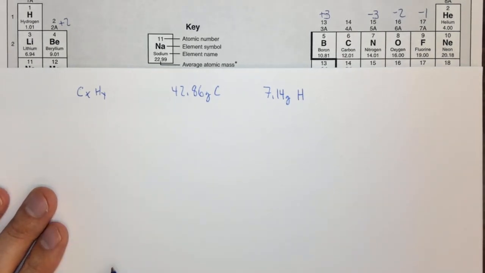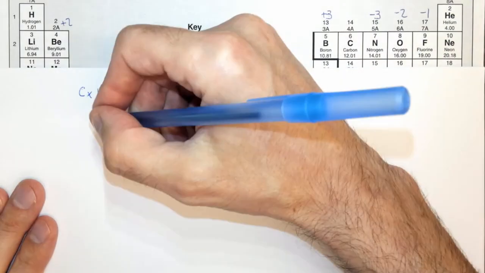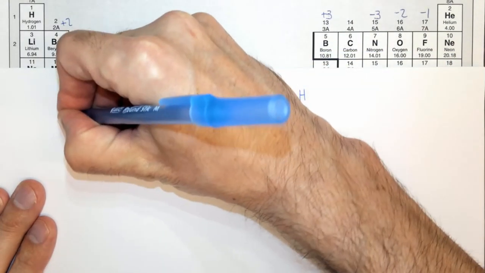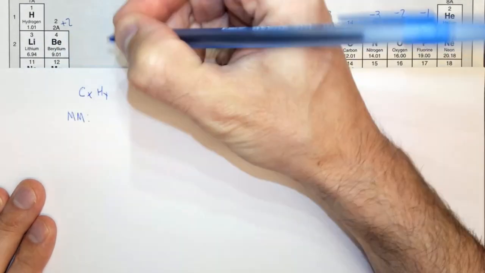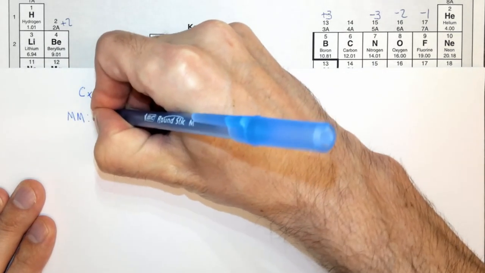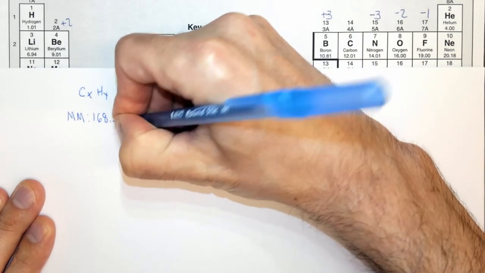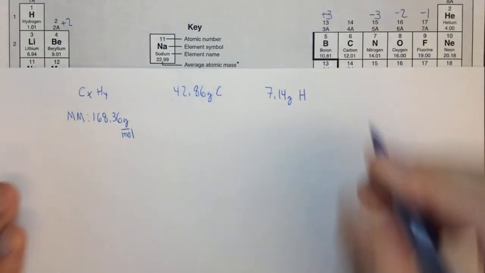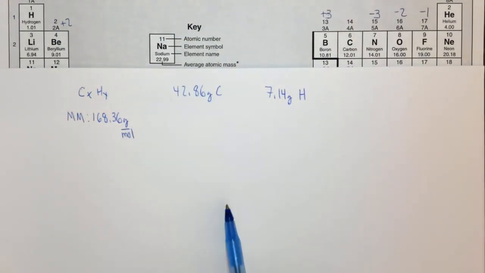So we know how much carbon and hydrogen we get if we decompose a certain amount of CxHy. We also know, for whatever reason, that the molar mass of CxHy is 168.36 grams per mole. So we know these two pieces of information, and we're asked to determine the empirical and the molecular formula of CxHy.